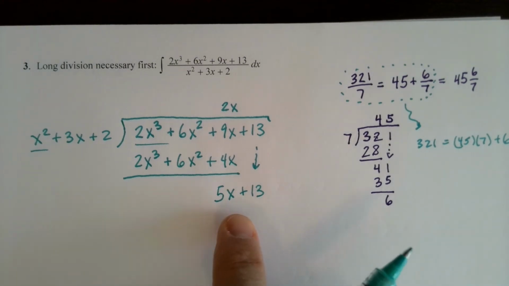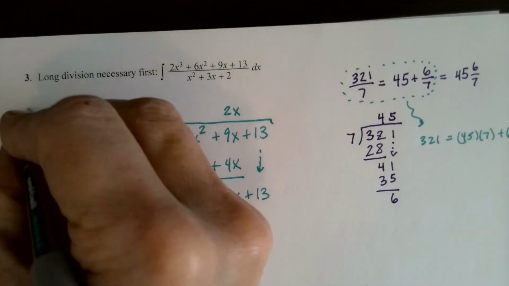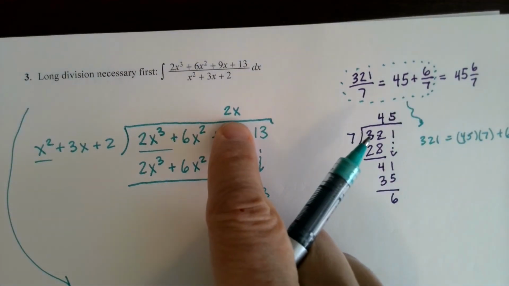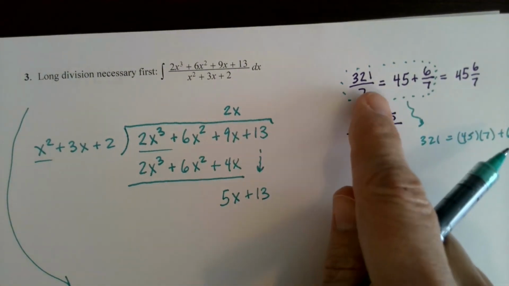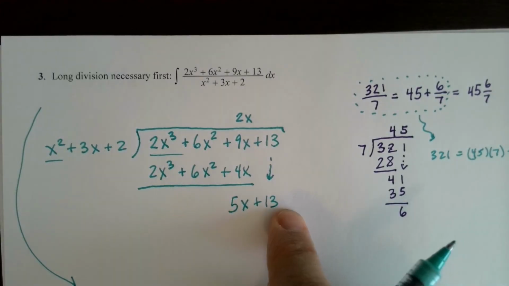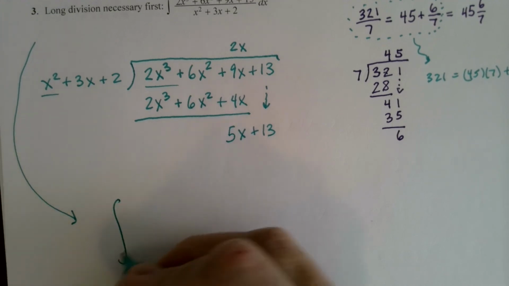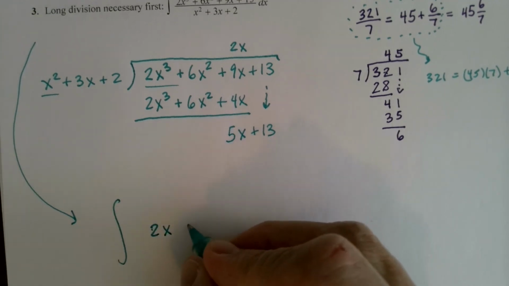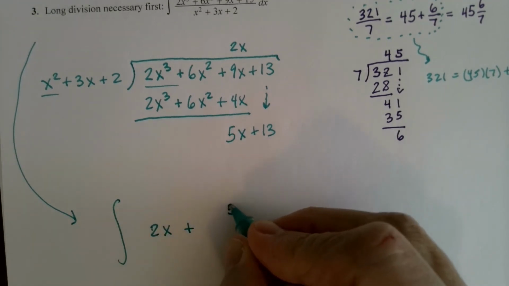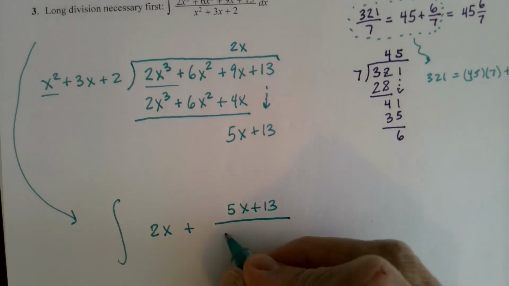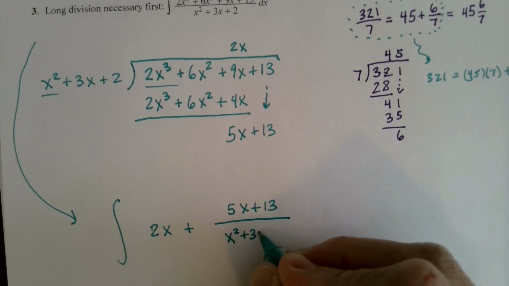That's the remainder. So how do we write our answer then? Just like we did up here, the answer is our quotient, right? Plus what? The remainder over what? The divisor. And so this is going to be the integral of 2x plus 5x plus 13 divided by what? Our divisor, which was x squared plus 3x plus 2.